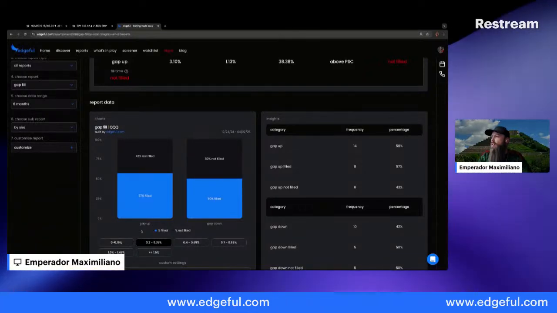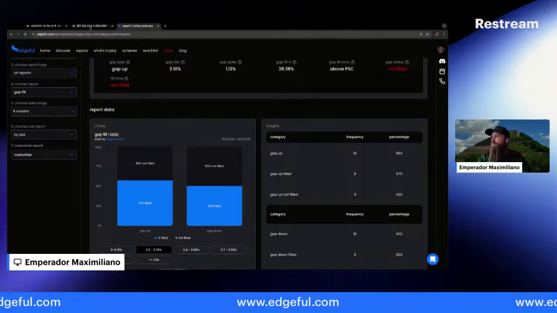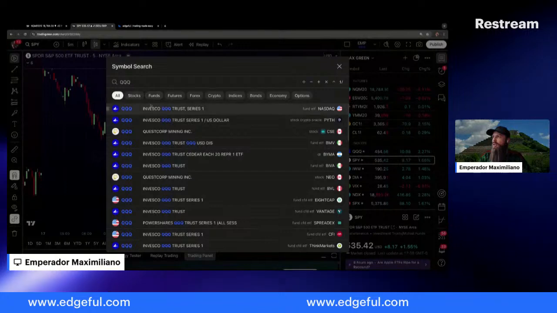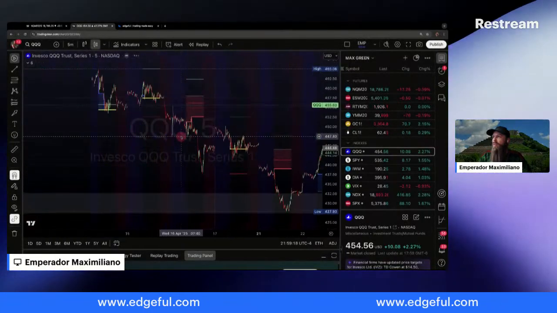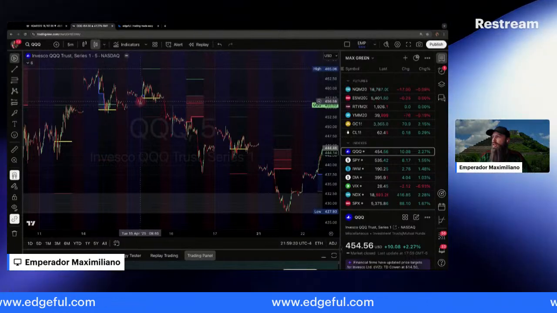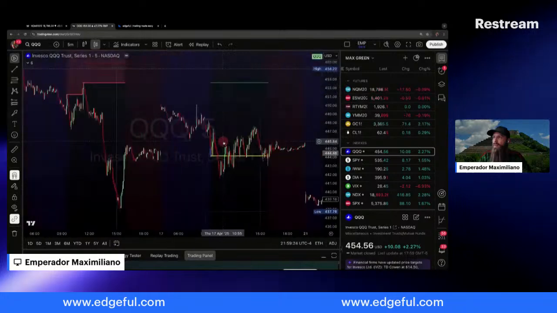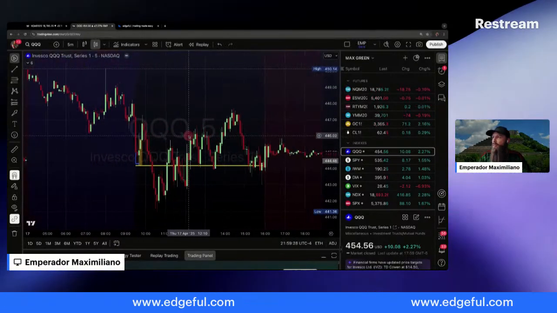So here's the process that I went through to set up this trade. Let me get over to QQQ. And where's last Thursday? Right here. Okay, let me zoom in here, and let me show you guys how this set up.